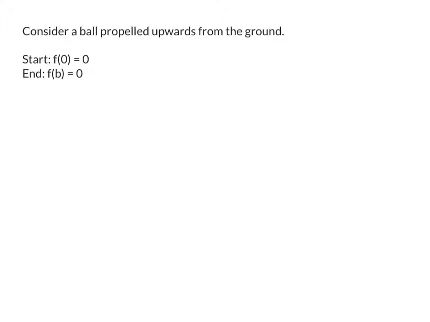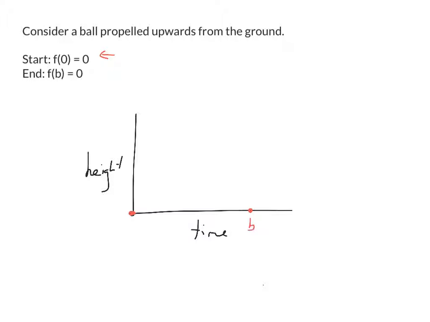So consider for a moment a ball that's been propelled upward from the ground. If I draw a picture of this, here's the height of the ball versus the time. At 0 seconds, the ball is at a height of 0, thus f of 0 equals 0 right here. And it's going to end by landing on the ground after b seconds of time. And so f of b is equal to 0.